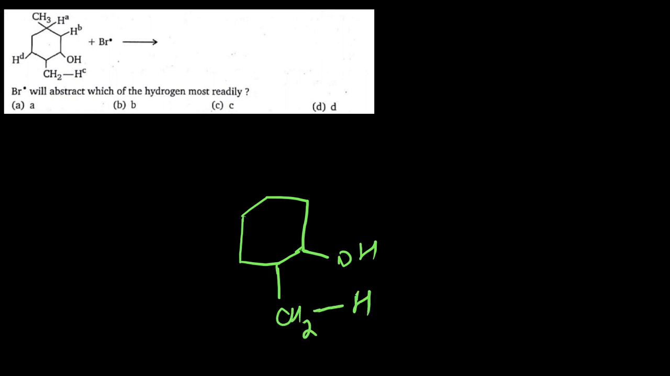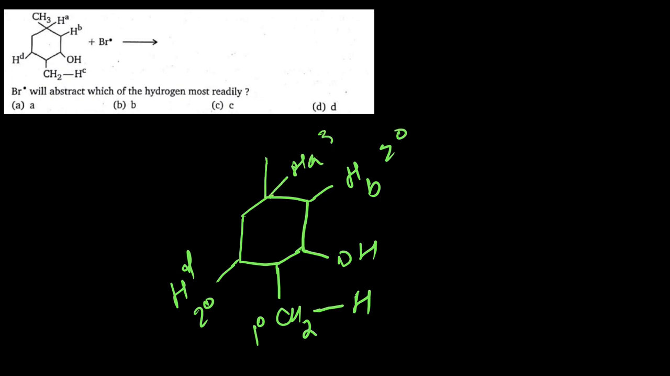In 7 they are asking which hydrogen bromine will abstract most readily. So we know that bromine will abstract the hydrogen which is 3 degree. It is highly selective for 3 degree. So students, over here this is primary, this HD is secondary, this HB is secondary, and HA over here is 3 degree. So it will abstract HA. Okay, so the answer option over here is A, option A is correct.